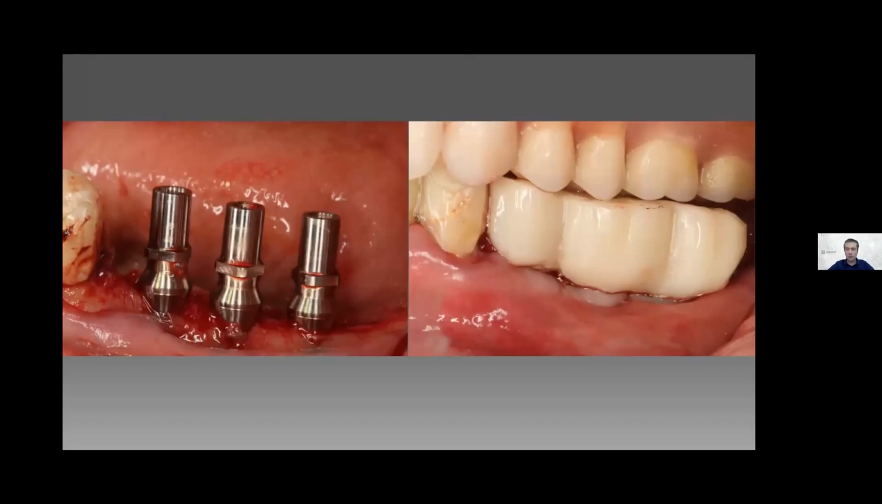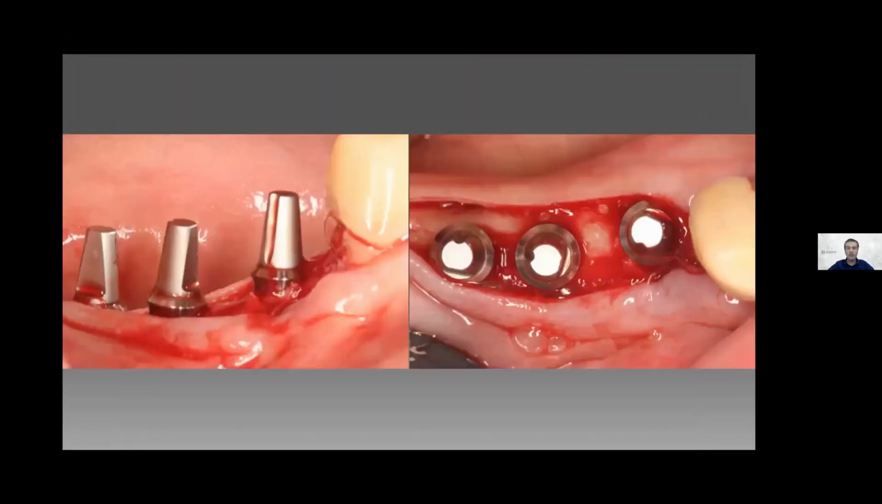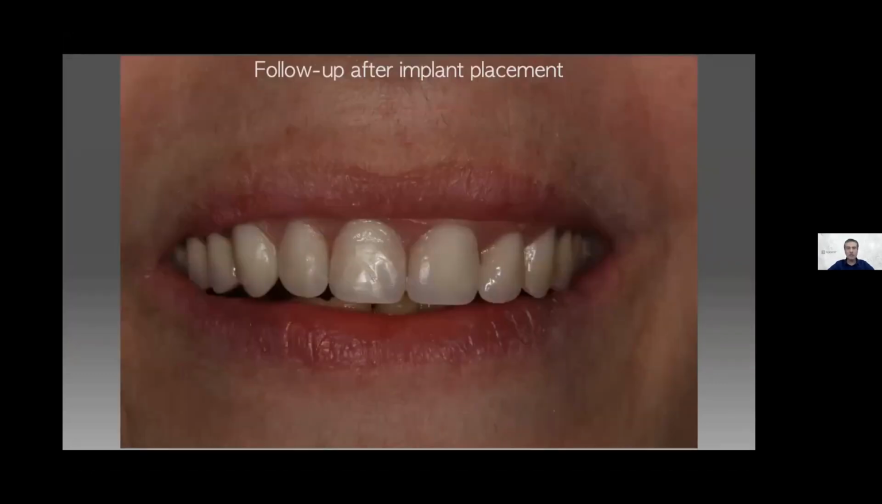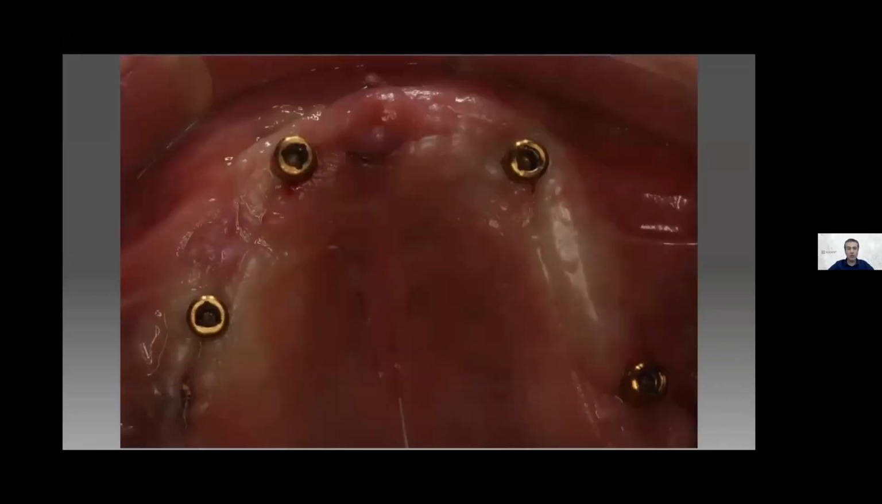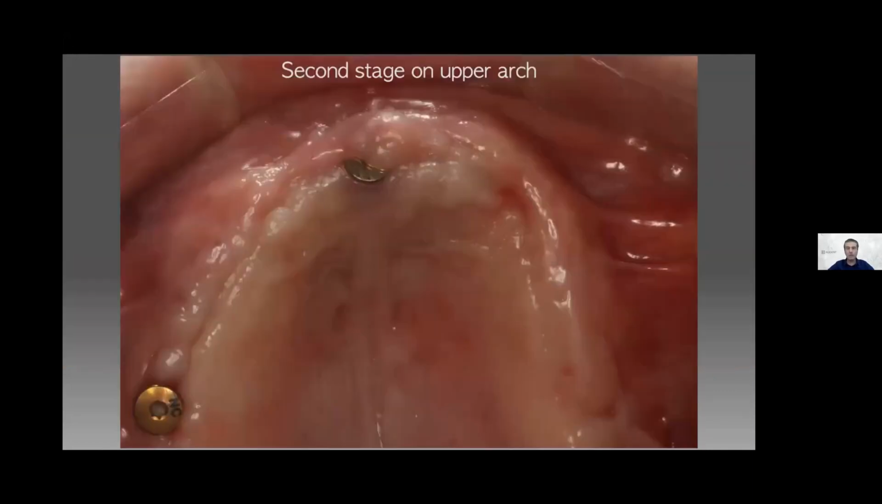The resident made a screw-retained 3-unit crown. And on the other side, we placed 3 implants and here a cemented crown. Only to see. And this is the follow-up, how the patient looked during the phase of healing. We have a nice healing in the upper and in the mandible.